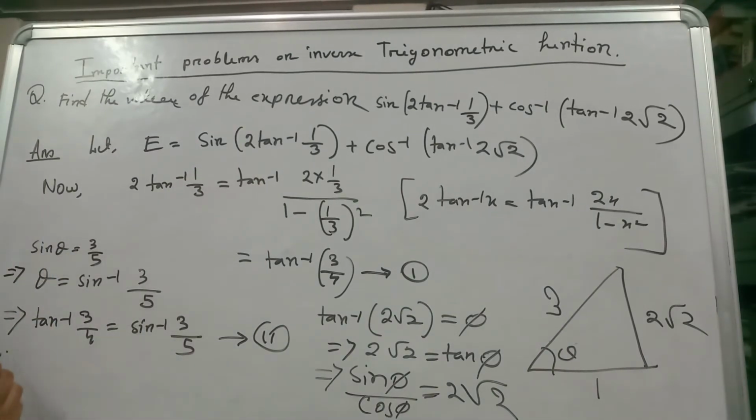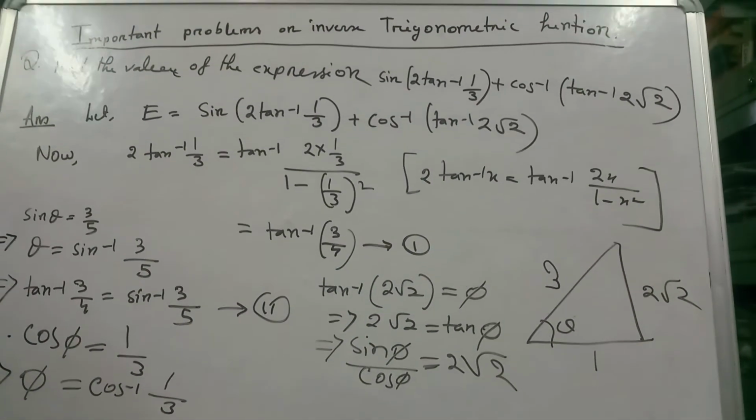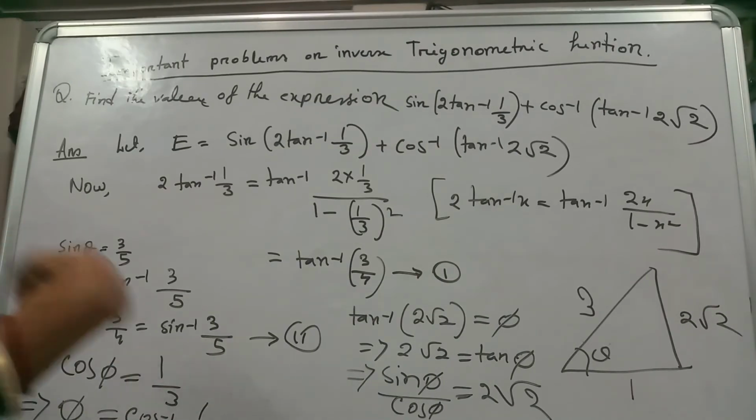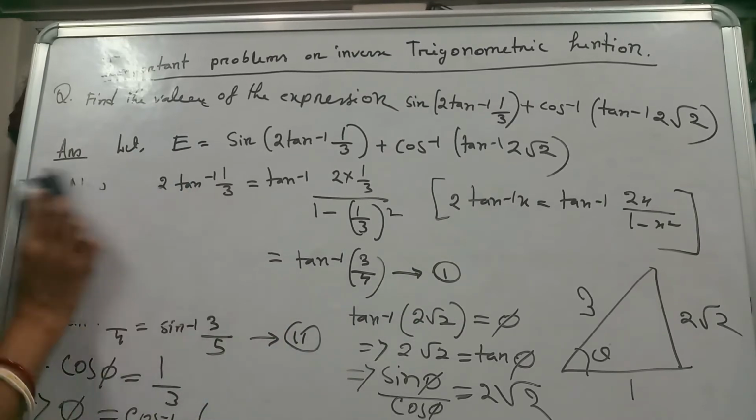Therefore from this we can write cos phi equal to 1 by 3, which implies phi equal to cos inverse 1 by 3. Now we will put these values in the expression.